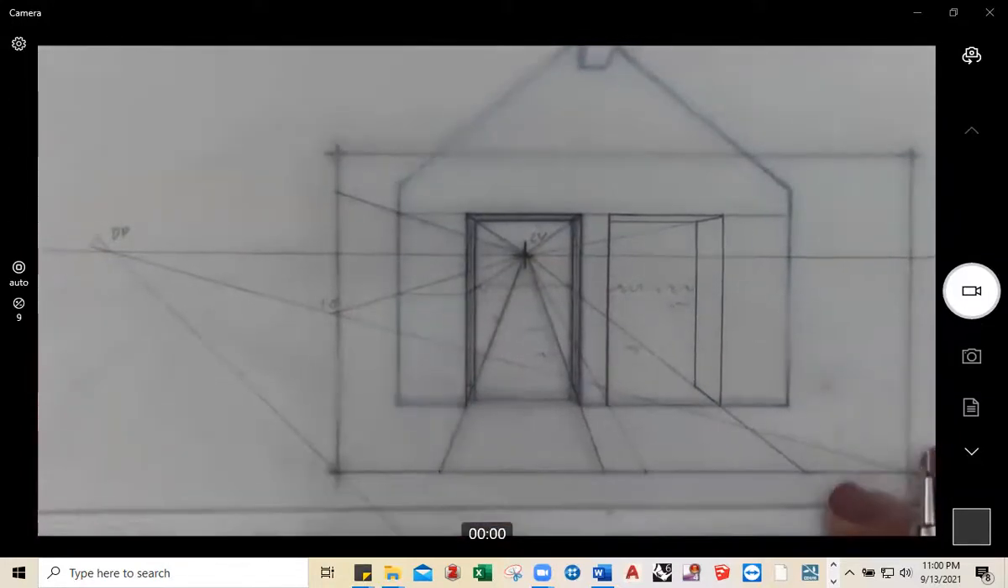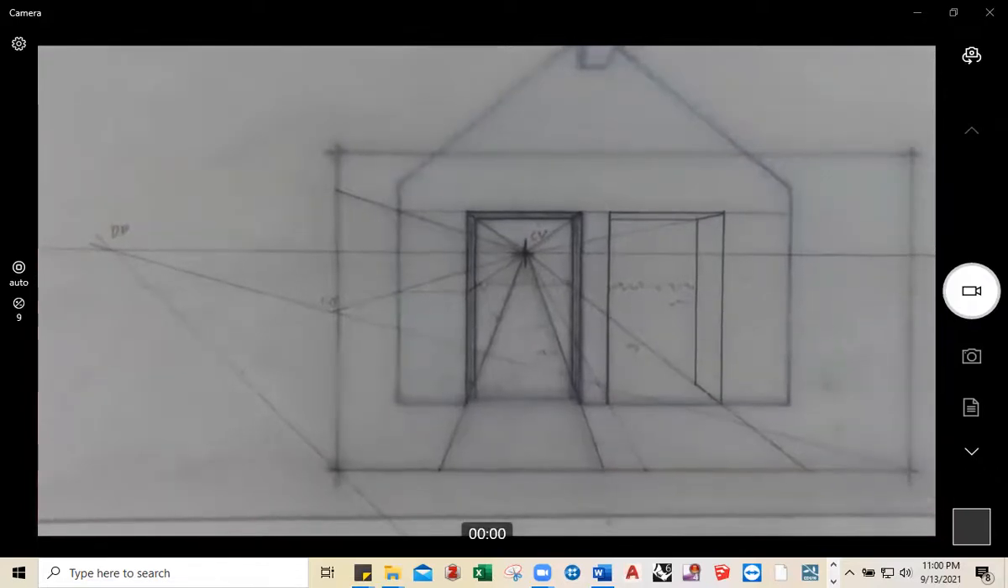Okay. This one can seem a little tricky. So let's go ahead and see, how do we create the bushes? Well, we have a note.